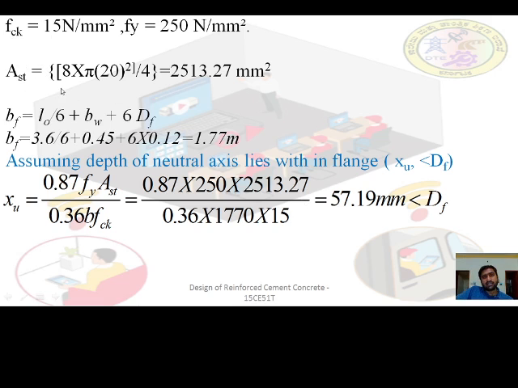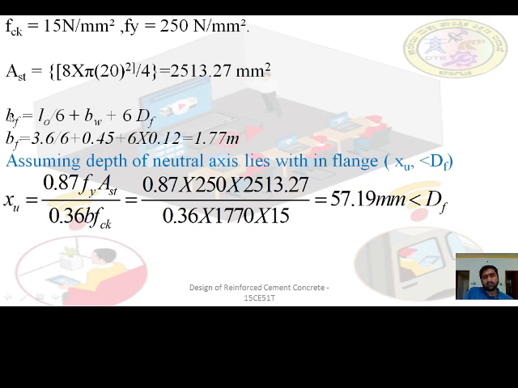You have to calculate the steel. Since the steel is not given directly, it is given in terms of the number of bars: 8 bars of 20 dia. To calculate the area of circular sections, the formula is pi d square by 4. We will substitute the diameter here. 8 is the number of bars, so n into pi d square by 4, that is 8 into pi d square by 4. If you calculate this, the Ast will be 2513 millimeter square.